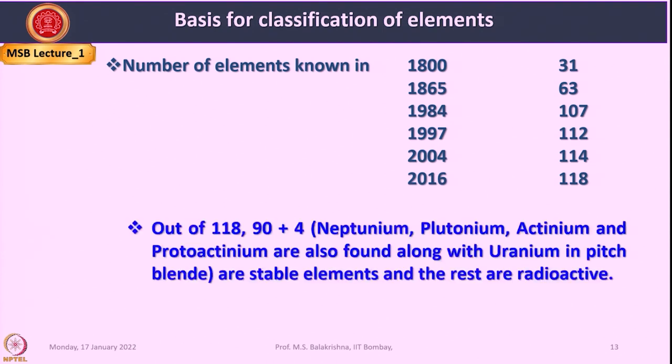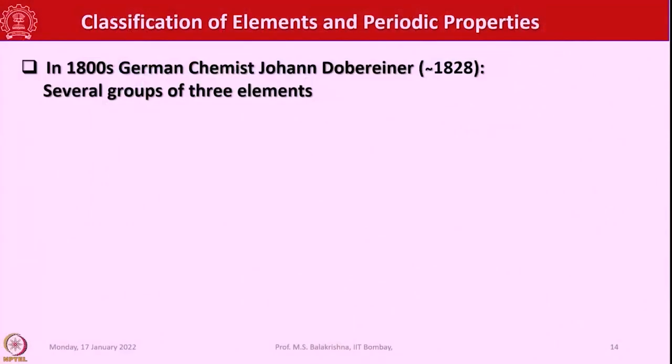Out of 118 elements we see in the modern periodic table, 94, that means 90 plus 4, including neptunium, plutonium, actinium and protactinium, which are also found along with uranium in pitchblende, are natural elements, and the rest are radioactive. So that means we have 94 natural elements and the remaining are man-made. So let us look into the classification of elements and periodic properties.